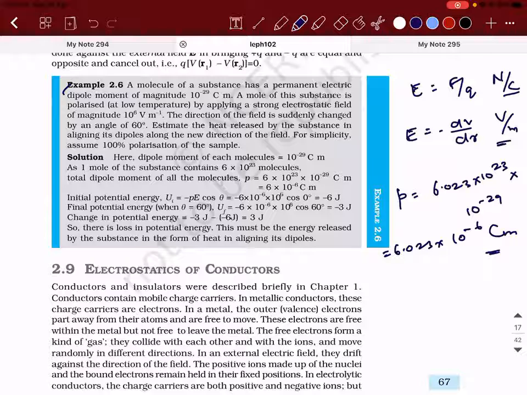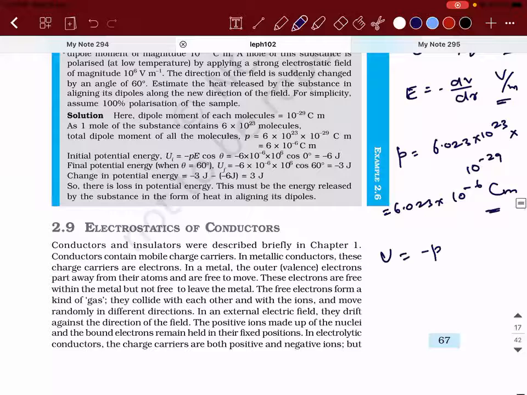Okay. But if you read the question carefully, the direction of the field is suddenly changed by an angle of 60 degrees. So what is happening here is the dipole is not rotating. The field direction itself is changed. Means initially, what can you assume the field direction to be? Initially, you can assume it to be 0. And finally, it is 60. So here, you're going to calculate the change in potential energy. It is coming out to be minus PE into cos theta 2 minus cos theta 1.